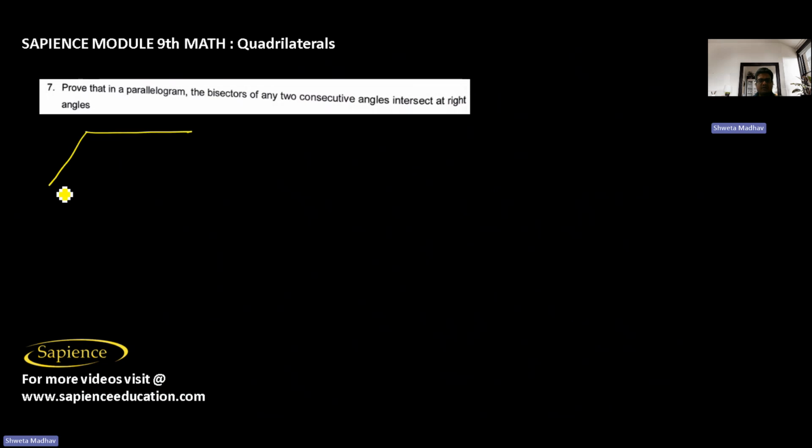Suppose we take parallelogram ABCD. Here we have to show that the bisectors of angle A and angle D will intersect at right angles. Let's say this is E. Similarly, the bisectors of A and B will also intersect at right angles. So that we have to prove. Let's say this is F.